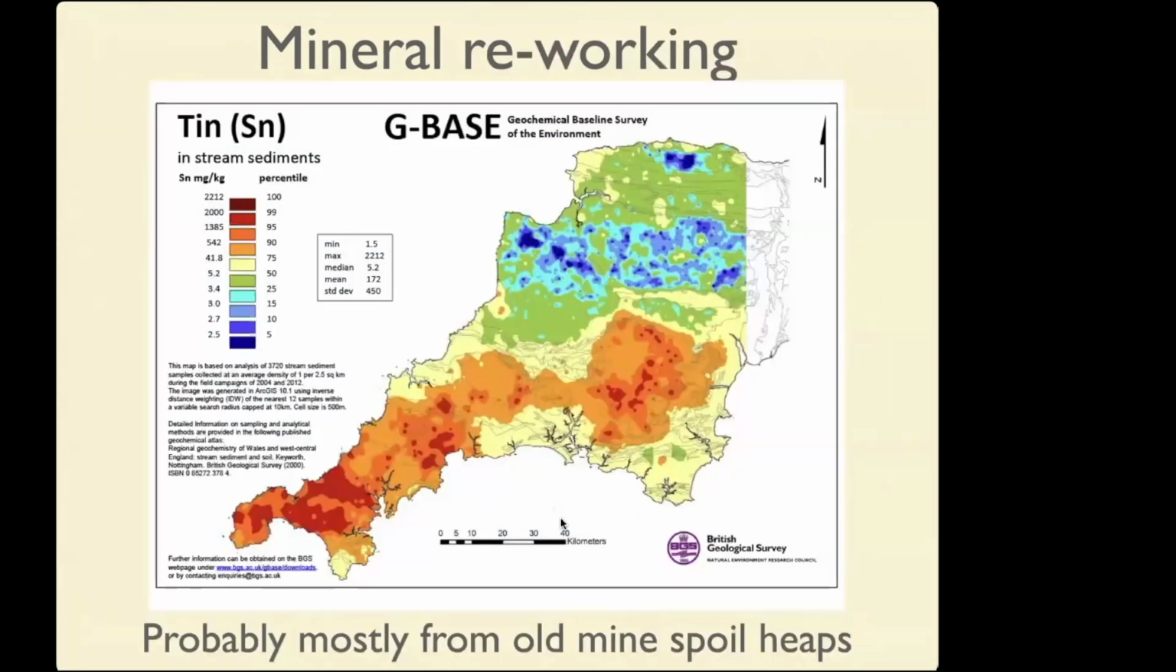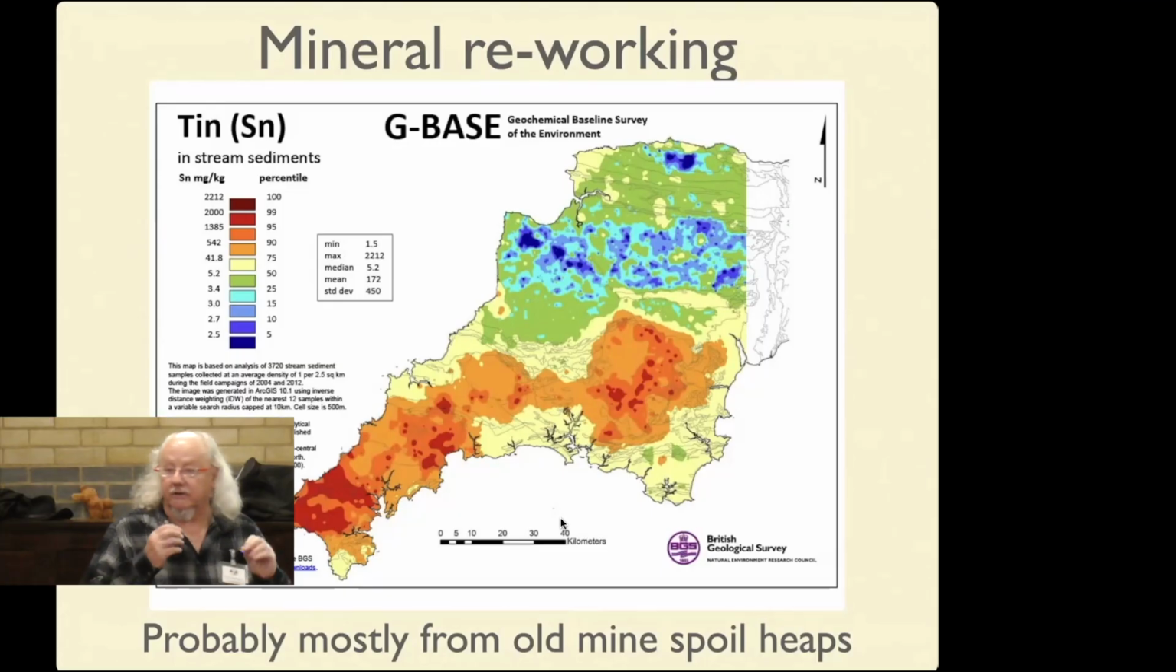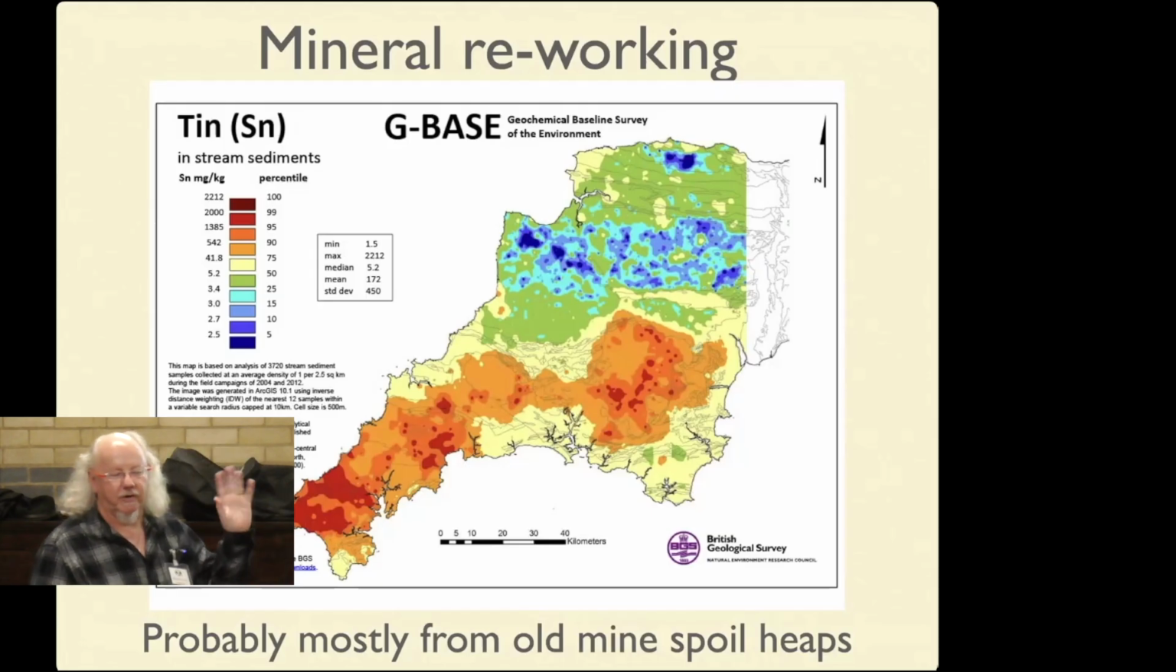This is an interesting map. It's a BGS thing and it's in stream sediment. So what they've done is they've sampled the streams, the sediment in the streams, all over the West Country. And this is the concentration of tin in those streams. And as you can see, there's still quite a lot of it down there. But the interesting thing is this almost certainly comes from mine debris and the mine heaps, rather than being primary.